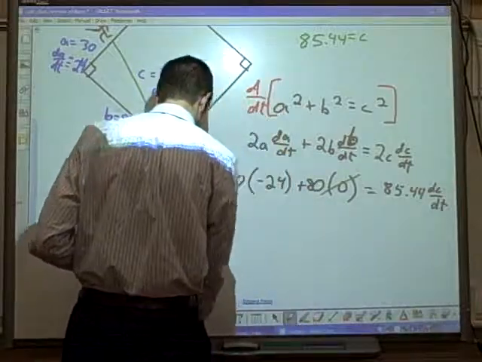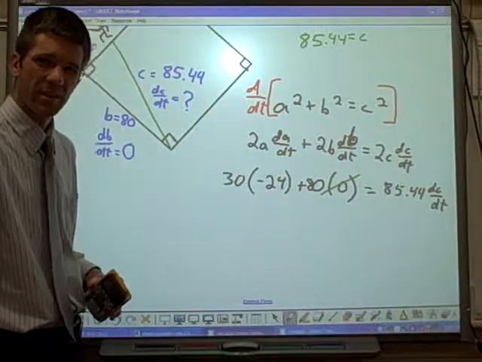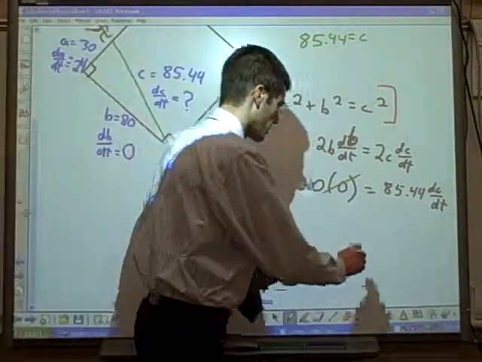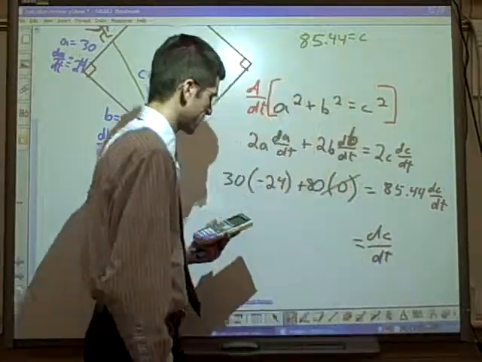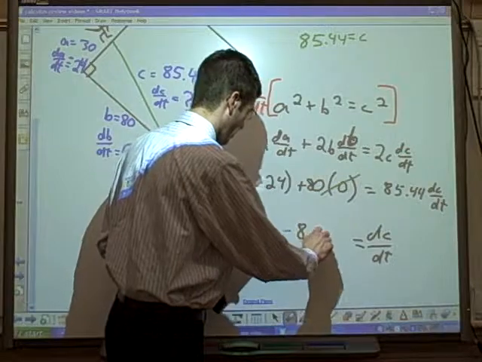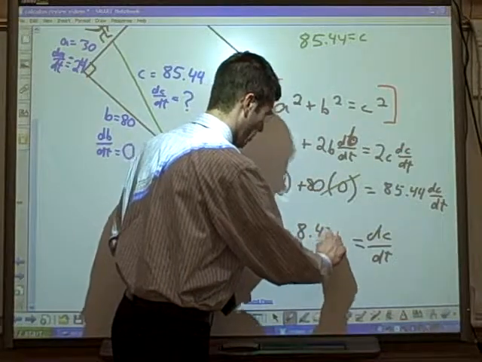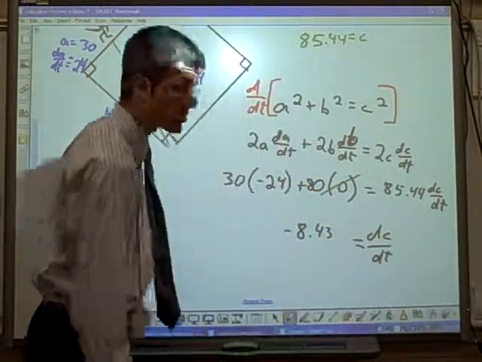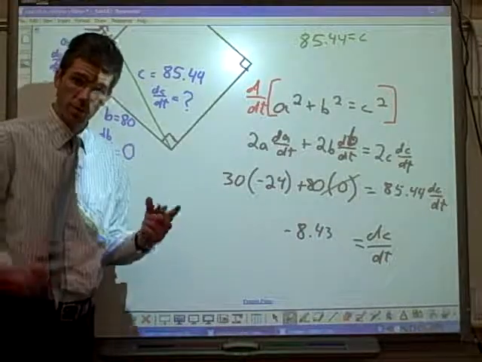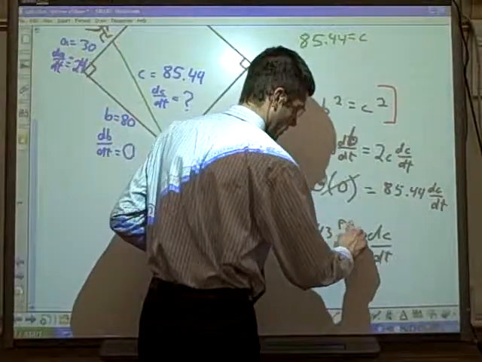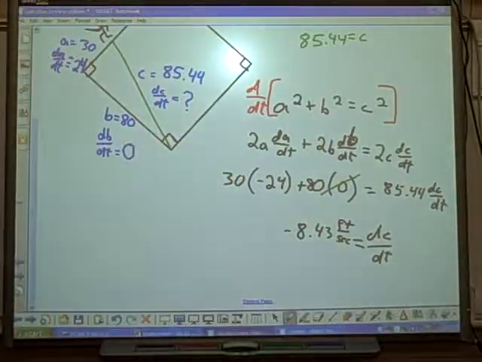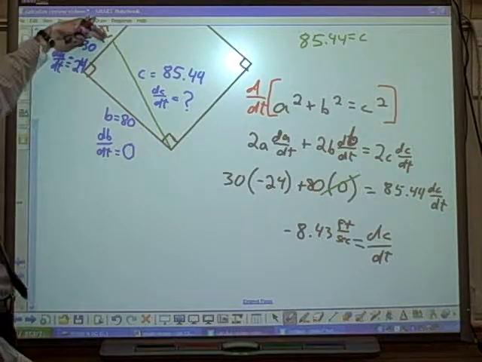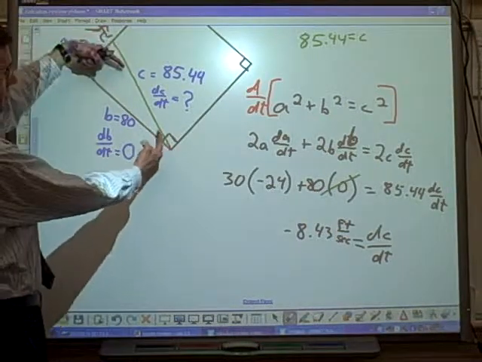I found it. Just need to make sure you're right. You know how to use a calculator there. Negative 8.43. Let's put the units on there just so we can be sure. We're traveling in feet per second, because those are the units that were in the problem. And the distance is negative because the distance to home plate is decreasing. As we're running this way, this distance is going to be getting shorter.